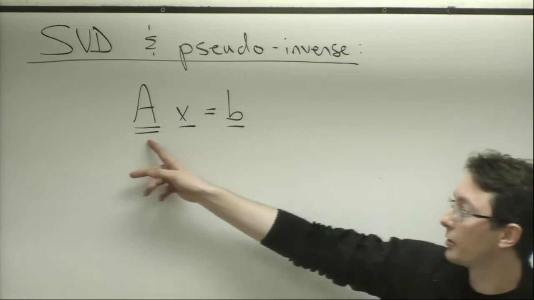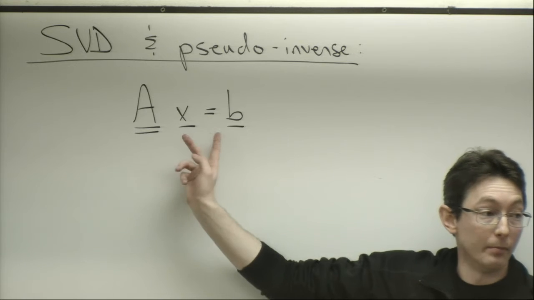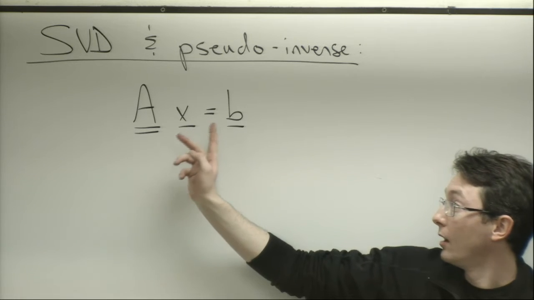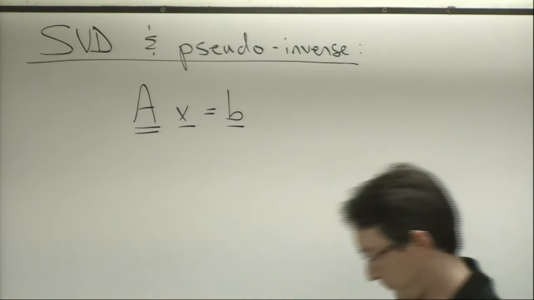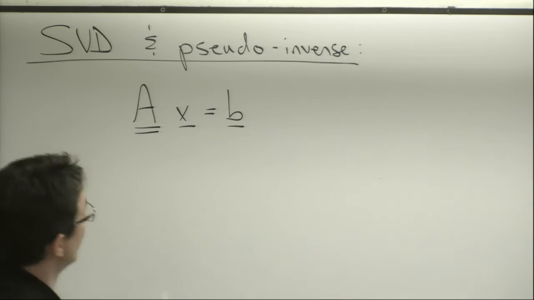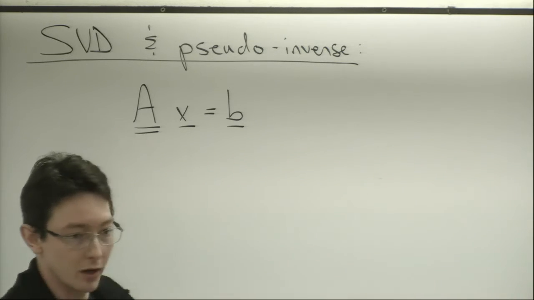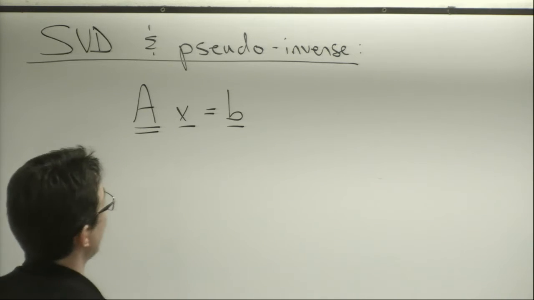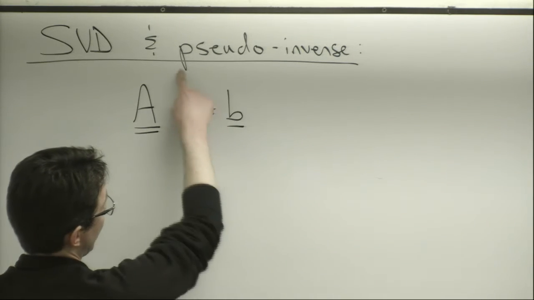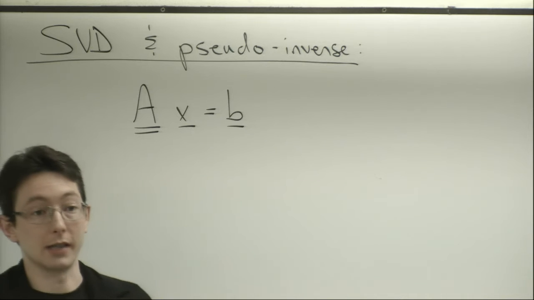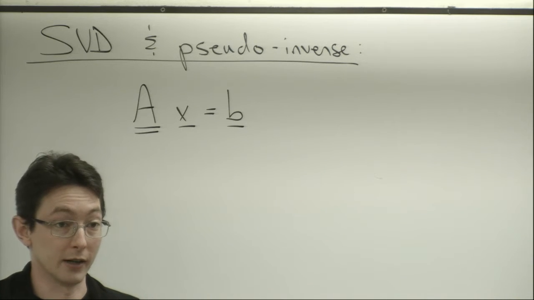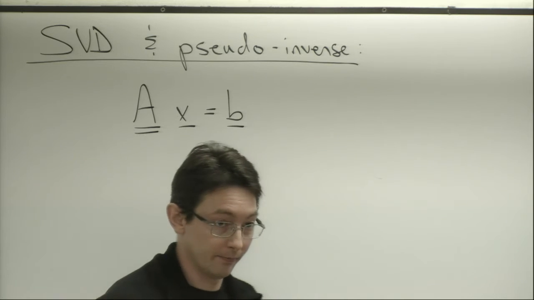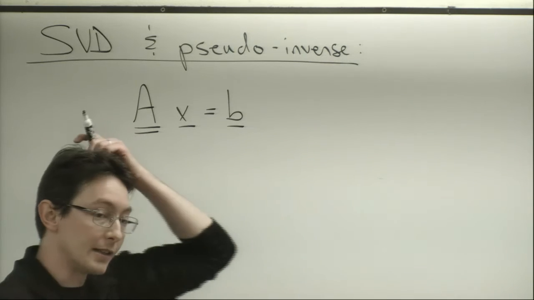A could be a discretized Laplacian. B could be some forcing. And X would be the vector potential. Okay. So if A is a square matrix, which means that I have as many measurements as I have unknowns, then you can just invert A and solve for X, as long as A is invertible, right? As long as its determinant is non-zero. But what if A is not a square matrix?